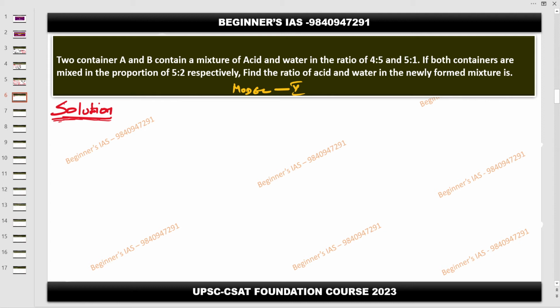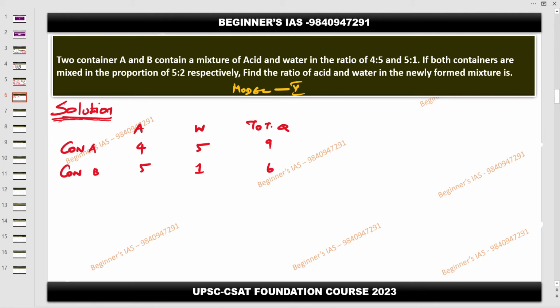Okay, sir. Fine. So now this is the container A, this is the container B. So this is the acid, then this is the water. So simple method. So here 4 5, then 5 and 1. Okay, so first of all here find out the total quantity. Here total quantity is 9 and 6.